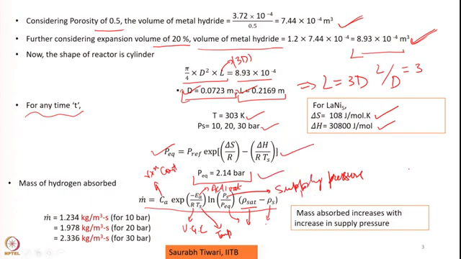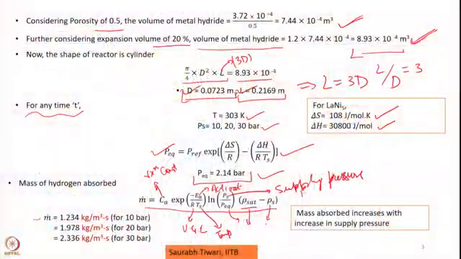Now from this formula we have calculated the rate of mass absorbed inside the metal hydride reactor, and this mass comes out to be this. All the values are given in the question. Rho saturation is given, rho S is given. So we just have to change the value of Ps to 10, 20 and 30 one by one, and accordingly we calculate the rate of mass of hydrogen absorbed inside the metal hydride reactor. So these are the 3 calculated rates of mass of hydrogen absorbed.